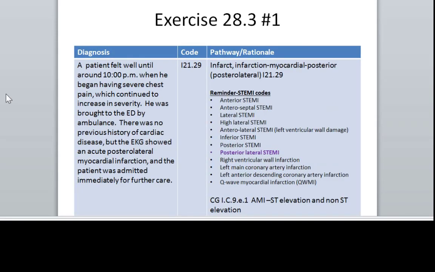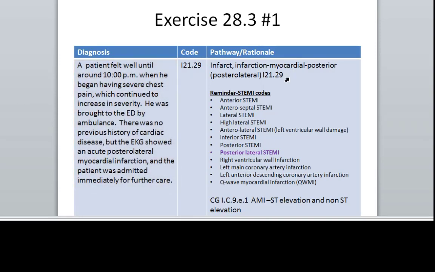The next exercise, 28.3, number 1. The patient felt well until around 10 p.m. when he began having severe chest pain, which increased in severity. He was brought to the emergency department by ambulance. There was no previous history of cardiac disease, but the EKG showed an acute posterolateral myocardial infarction, and the patient was admitted immediately for further care.